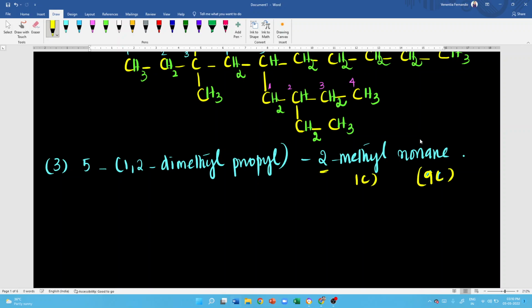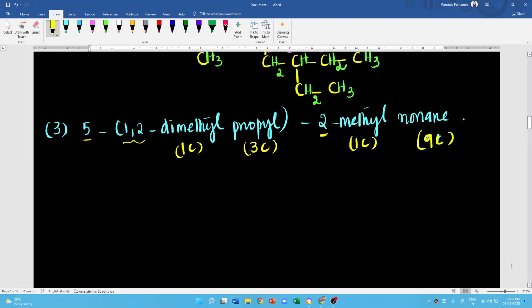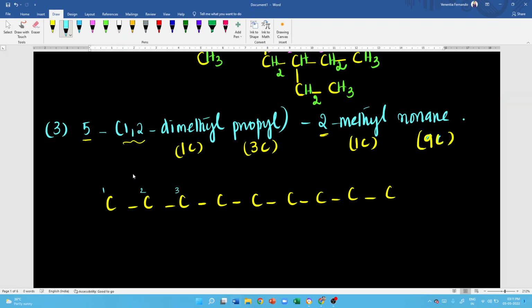In the second position, I have a methyl group. And in the fifth position, I have a propyl group. Propyl means 3 carbon. In propyl, in the first position, I have a methyl group, as well as in the second position also, I am having a methyl group. First, let me draw the 9 carbon atoms. Let me number them. So nonane means 9. And in the second position, there is a methyl group. And in the fifth position, I have a propyl group. So 3 carbon. Again, I have to number the side chain. 1, 2, 3. In the first position, I have a methyl group, as well as in the second position, I have a methyl group.